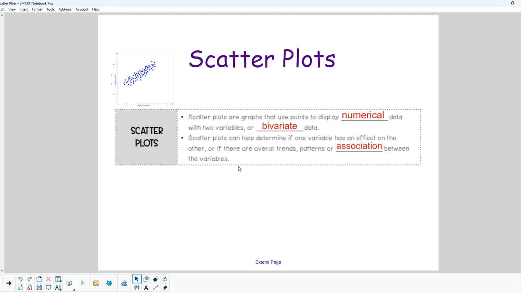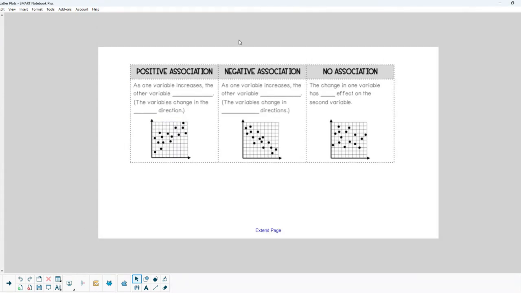Scatter plots can help determine if one variable has an effect on the other, or if there are overall trends, patterns, or associations between the variables. For example, if we have some scatter plots that look kind of like this, we know that as the data increases as you go to the right on the graph, that is called one particular association, an increasing one. As one variable goes up, so does the other one.